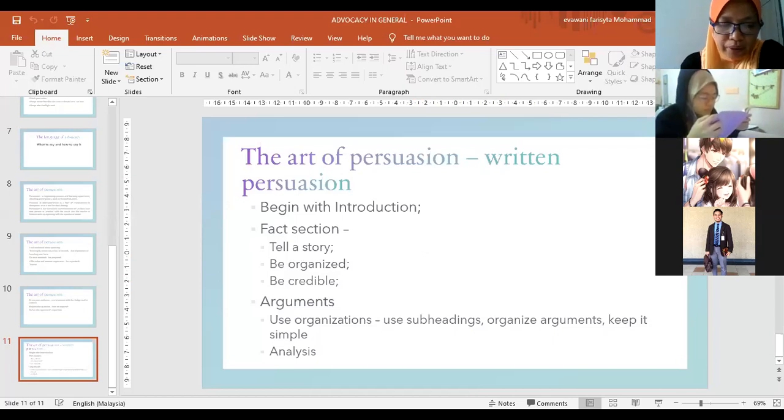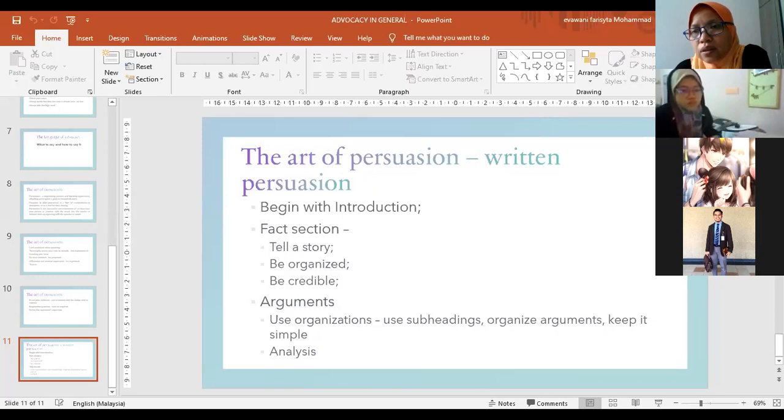Boleh, Puan, kalau ada dia punya topik kan? Were you given the topic for this outline? Anda ada diberi tak topik khusus ni? Belum lagi, Puan. Belum lagi, ya? Okay. For the first week, your topic is actually introduction to advocacy skills in civil courts.